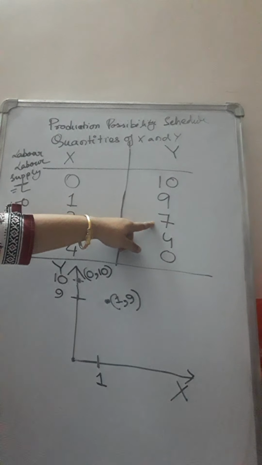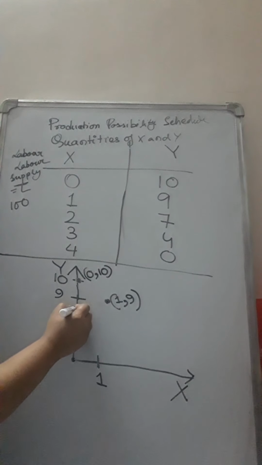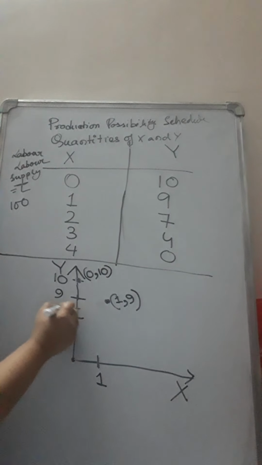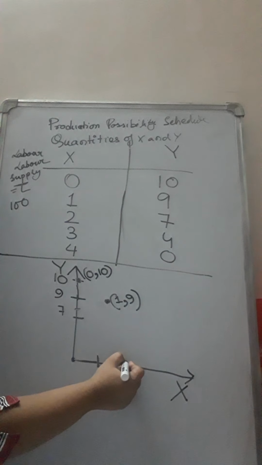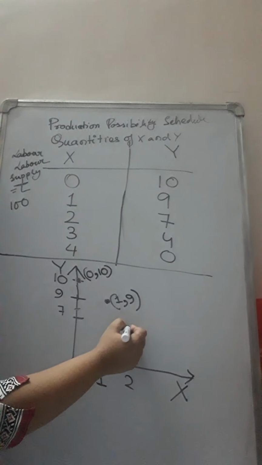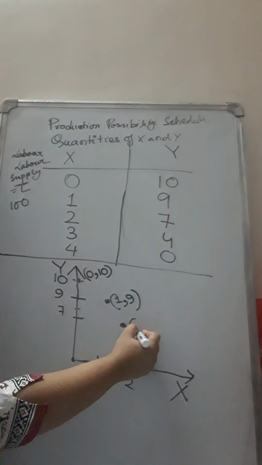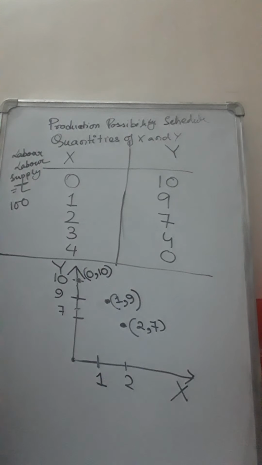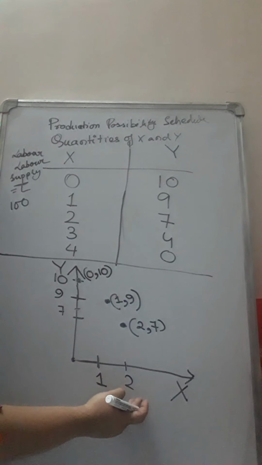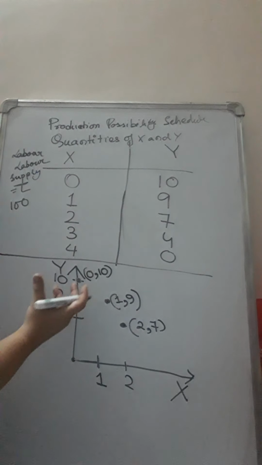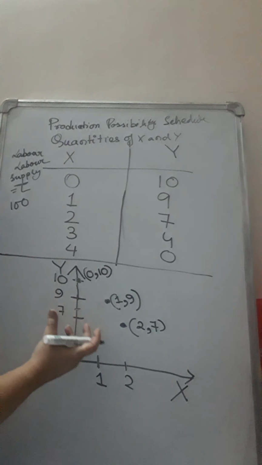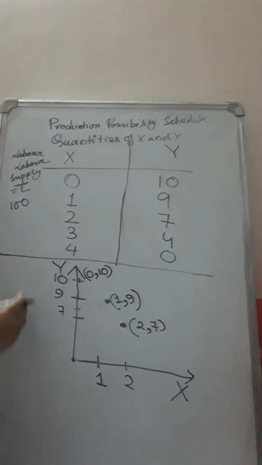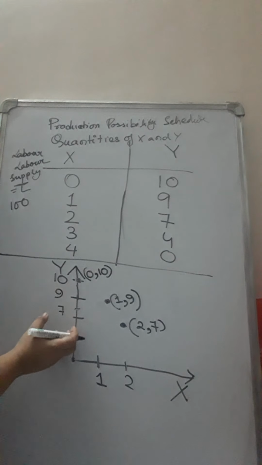So, Y production falls to 7. So, suppose this is 8, this is 7. So, the point is somewhere over here and the combination shows you 2, 7. So, again you have seen that for increasing X, you are taking away labor. Labor is limited. Labor amount or input amount is not changing. It is given 100. So, in order to increase X production, you are taking away labor from Y. So, Y's production is falling and X is increasing.